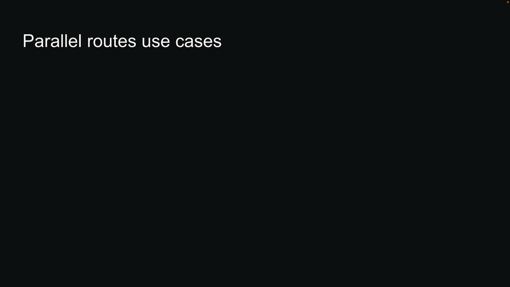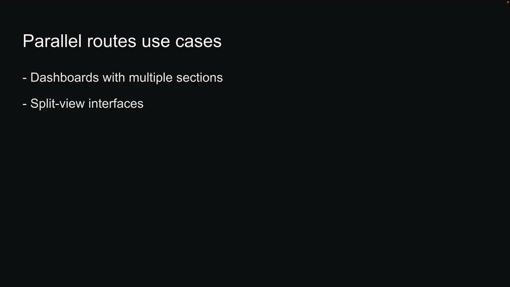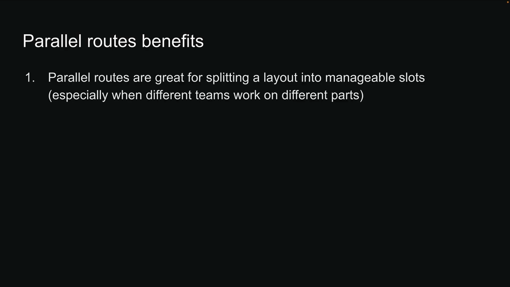Now let me walk you through some of the use cases for parallel routes. Dashboards with multiple sections, split view interfaces, multi-pane layouts, complex admin interfaces, and really any UI where sections need to operate independently. You might be wondering, what is the benefit of building user interfaces with parallel routes? What makes them so special? While parallel routes are great for splitting a layout into manageable slots, especially when different teams work on different parts, that is not their main superpower. You could do that with regular components as well. The real magic of parallel routes comes from two key features: independent route handling and sub-navigation.